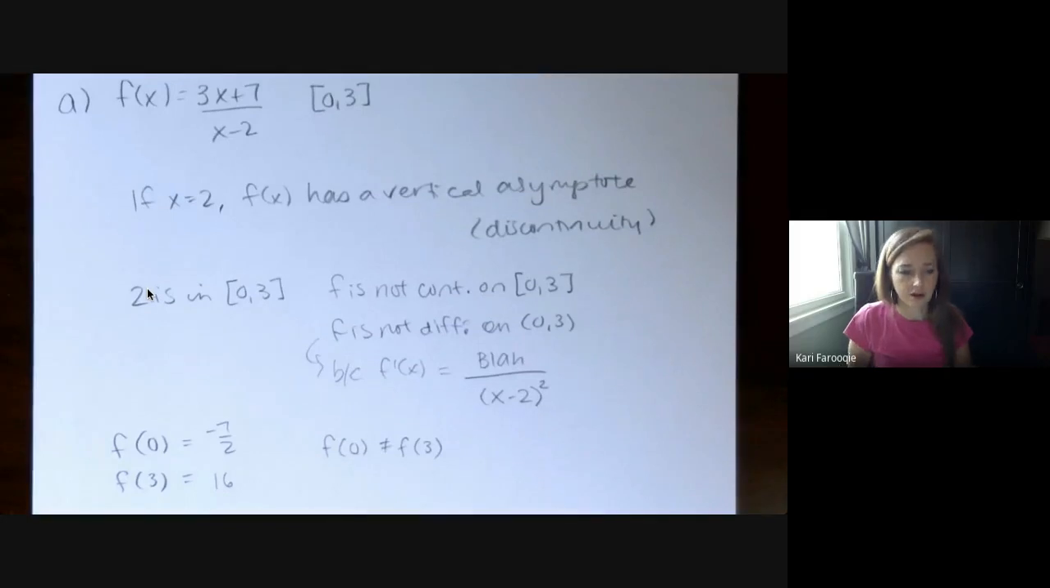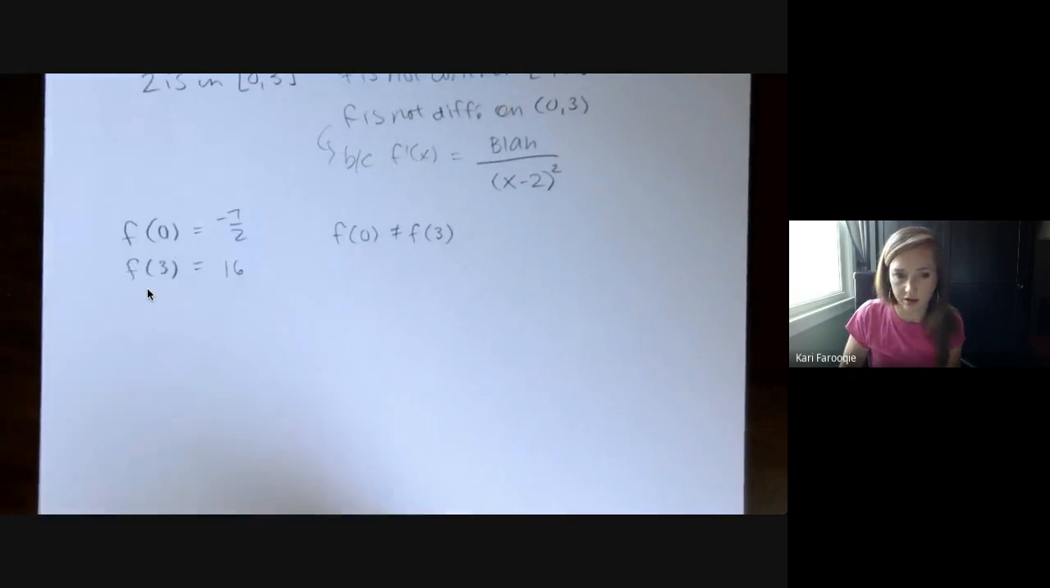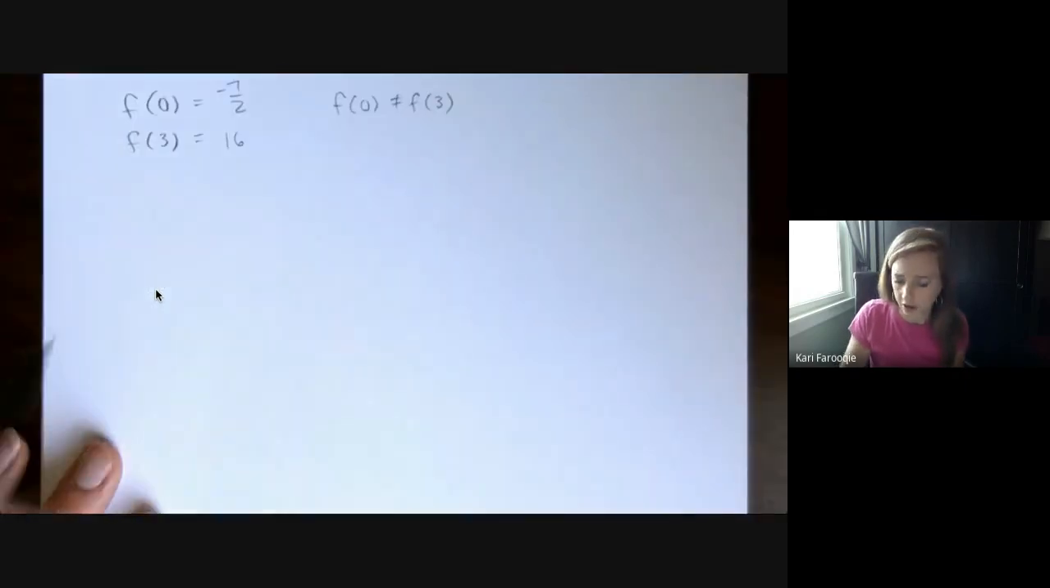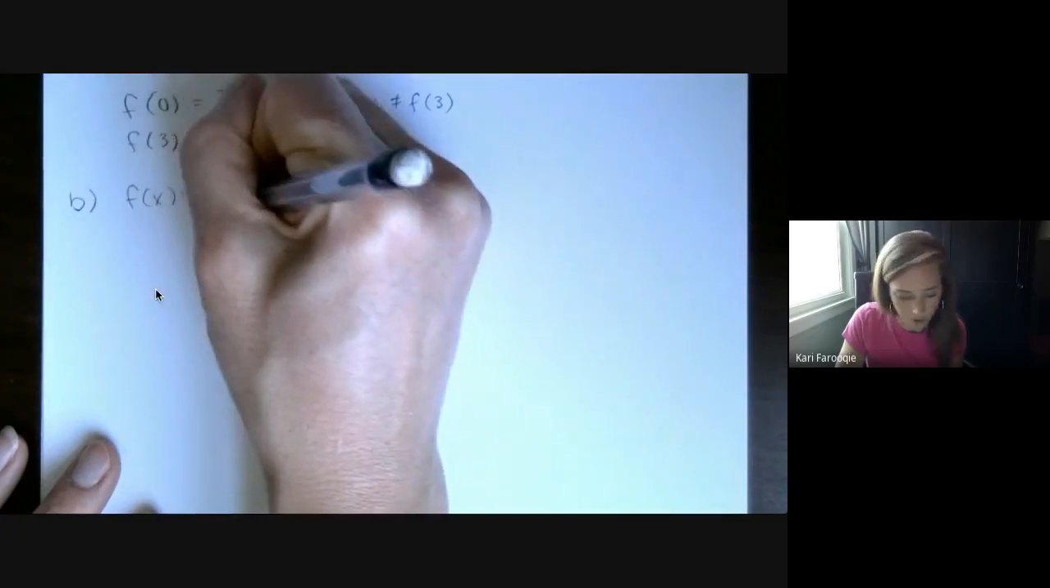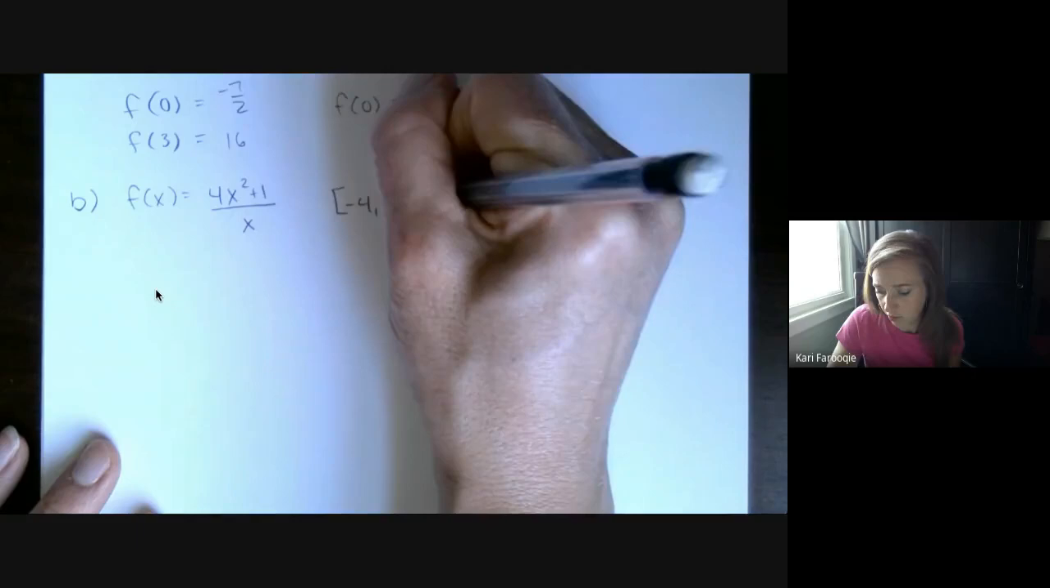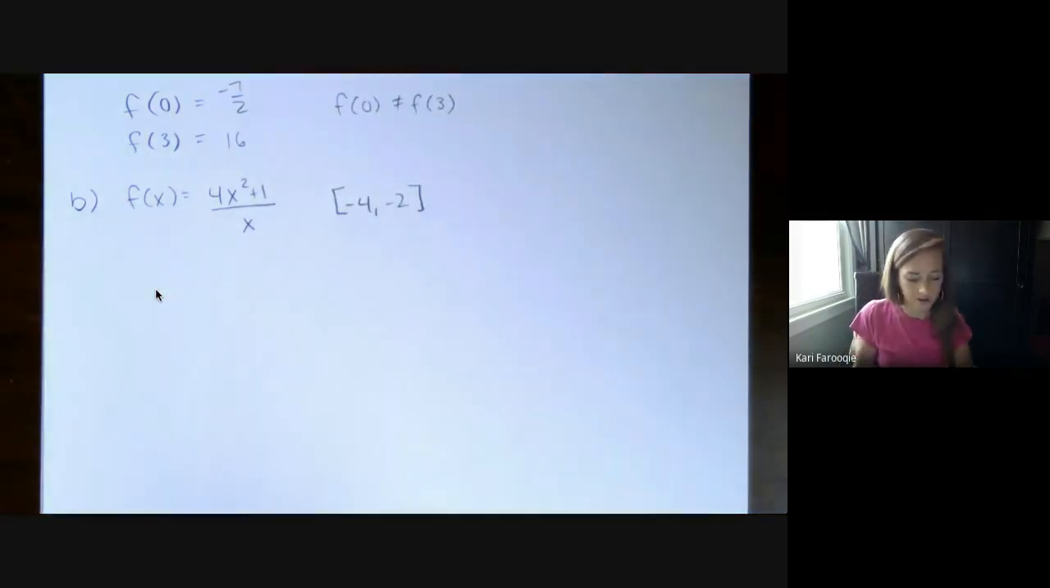Okay. All right, so that was A. So all 3 conditions were violated for A. For B, let's look at f of x equals (4x squared plus 1) divided by x, and I'm looking at the interval from -4 to -2.